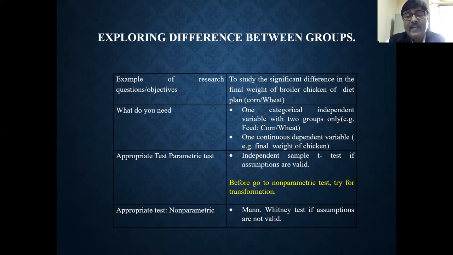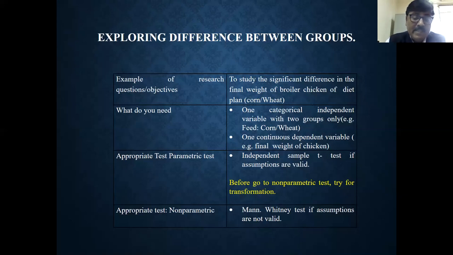Here we require one categorical independent variable with two categories only. This is corn and wheat. If we feed corn to 10 chickens and wheat to 10 chickens, then after 6 weeks or 8 weeks you find out how much weight is gained, which is given in numbers. If you want to test whether there is any significant difference in weight between these two diet plans, you need one continuous dependent variable, meaning the final weight of the chicken. If you have such variables, then an independent sample t test is required.